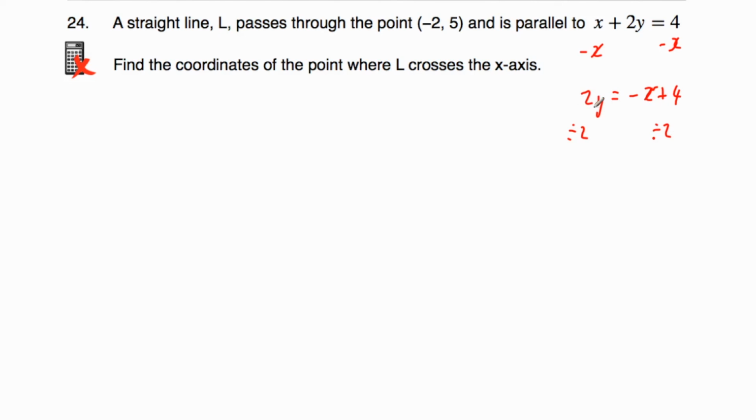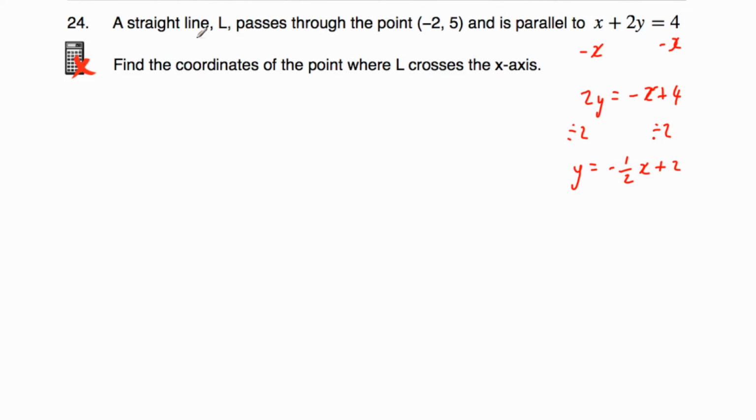On the left-hand side, 2y divided by 2 would just be y. And on the right-hand side, we had minus x, which is minus 1x. We're dividing that by 2, so that would then be minus half x. And then we had plus 4, but we're dividing by 2, so it'll be plus 2. So we've got y equals minus a half x plus 2. So the gradient of this line would be minus a half.